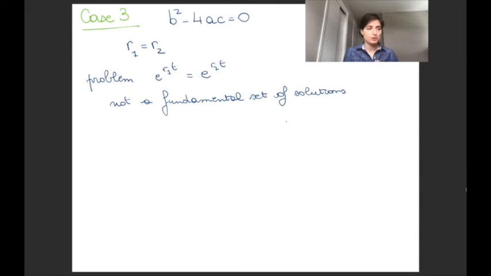So if we keep on going as we did before, then the exponential of r1t is equal to the exponential of r2t. We don't really have to do the Wronskian for this case to see that it would be 0 all the time. This is not a fundamental set of solutions.